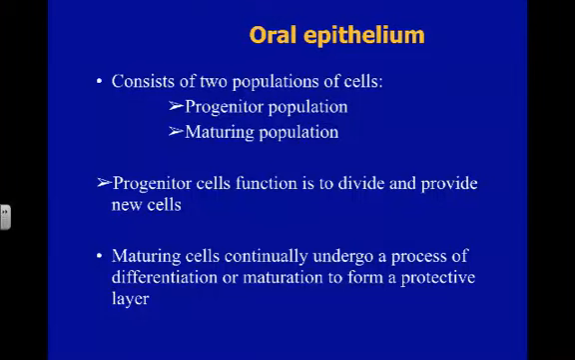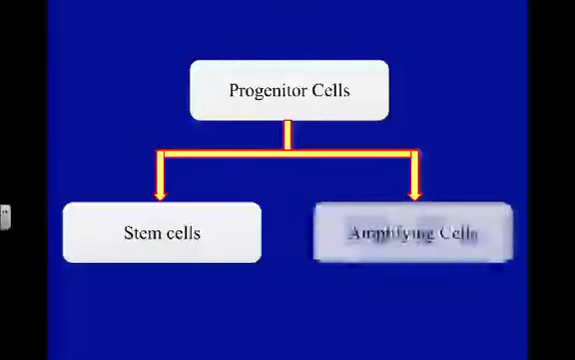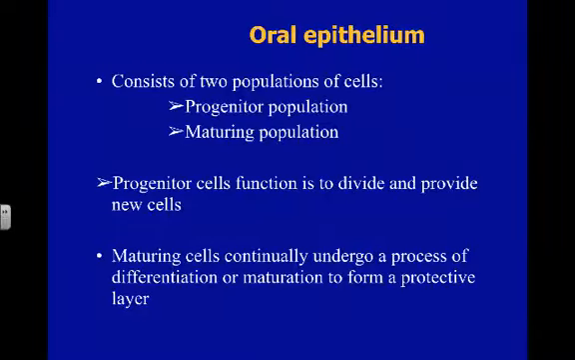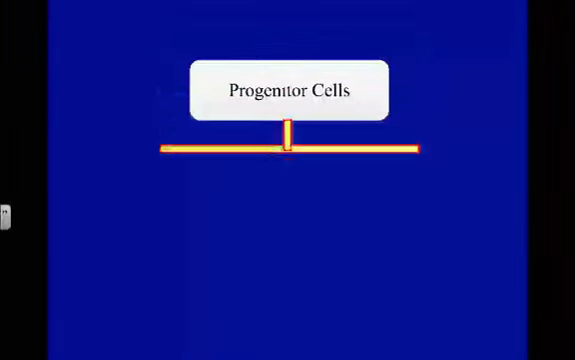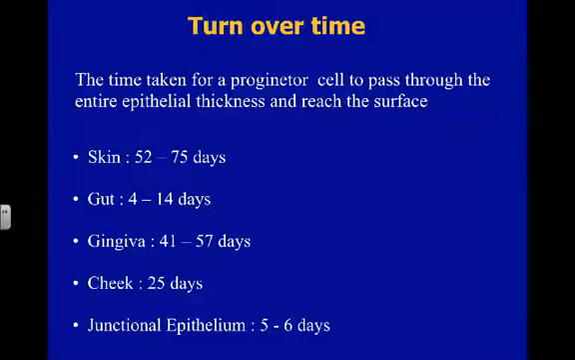So in the oral epithelium, we have a maturing population and a progenitor population. Progenitor populations undergo cell division to produce new cells. Those are our stem cells. And then, of course, okay, we have the rapidly growing cells. Turnover time, I think I want to explain this to you.